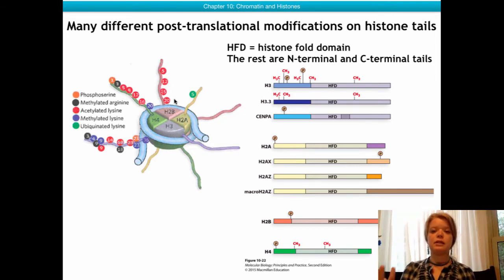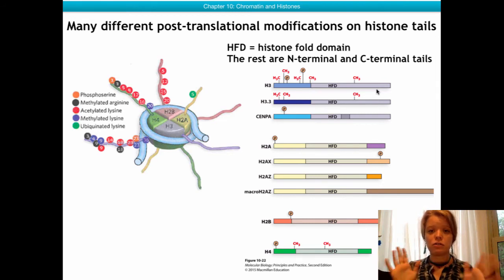It's mostly the N-terminal tails that are modified, and you can have methylation, either on an arginine or a lysine, acetylation, typically on a lysine, but also phosphorylation on a serine or ubiquitination. Here, you can see the model of a nucleosome with the tails protruding. Here, this is just the, let's say, primary structure represented as a line of each individual histone.